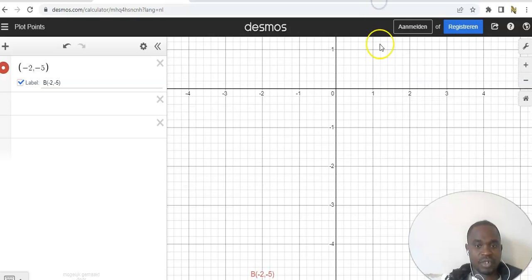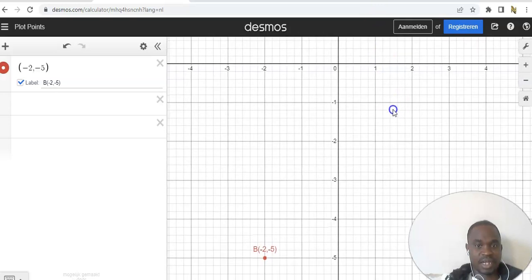(-2, -5) is here now. What does it mean? From 0 move 2 to the left. At the left we must move 2 because it's negative. When it's positive you move to the right, when it's negative you move to the left. So -2 on the x-axis, we move 1, 2.